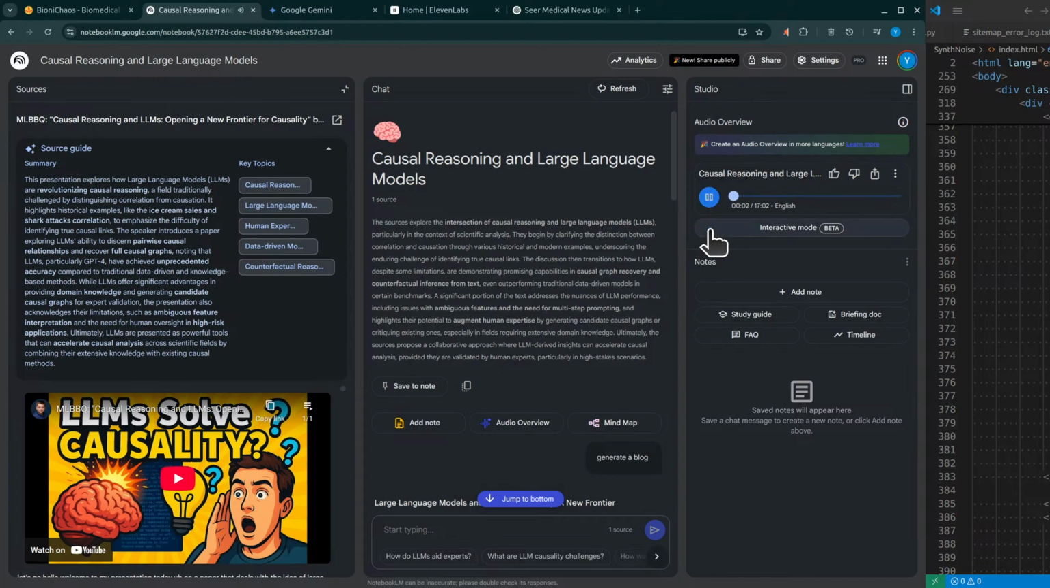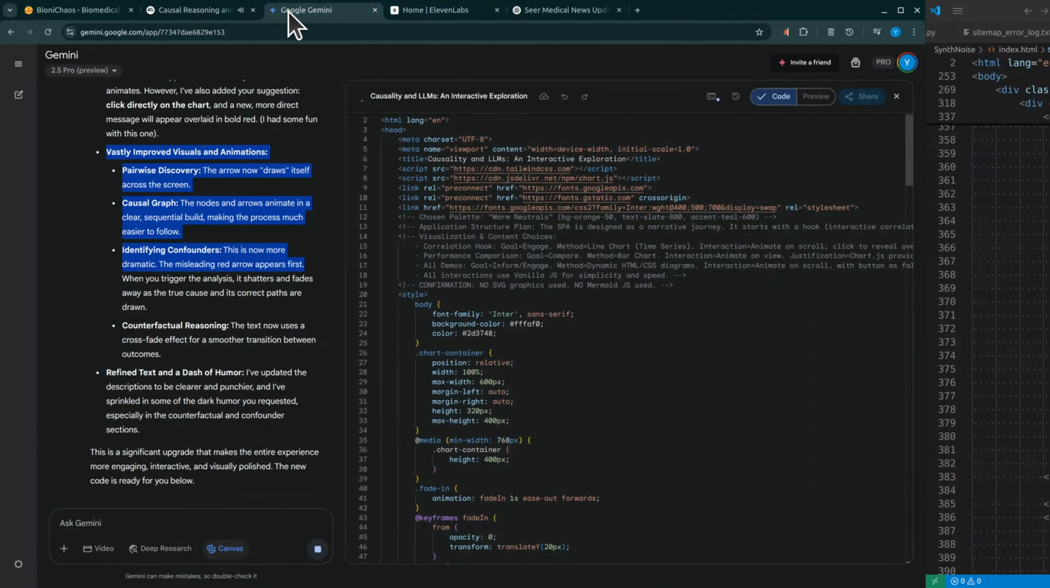Welcome to the deep dive. Get ready, because today we're plunging into something really fascinating. The surprising place where cutting-edge AI meets one of humanity's oldest puzzles, figuring out cause and effect. That's right. We're digging into some really interesting work.